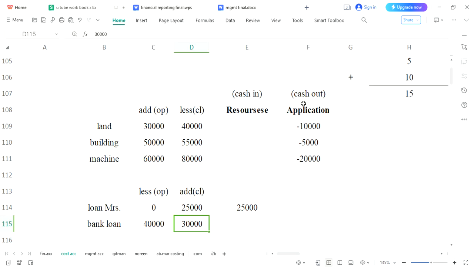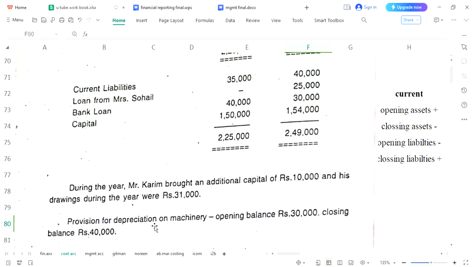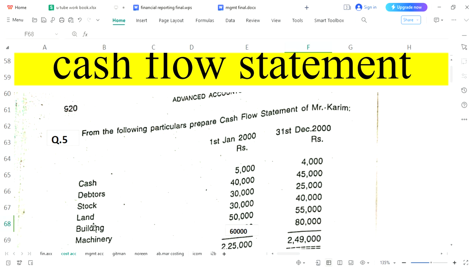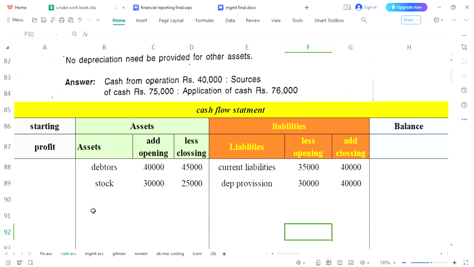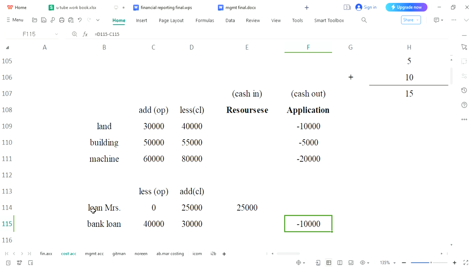Now again we will be putting our signs. As you know, opening has minus sign, closing has plus sign, so you will put minus with the opening, and we have got minus 10,000. Since it is minus, it would be written in application. All liabilities are completed. As you can see, capital is something else. Long-term liabilities completed. Long-term assets are completed. All resources have been written according to fixed assets. All applications have been written according to fixed assets and fixed liabilities.